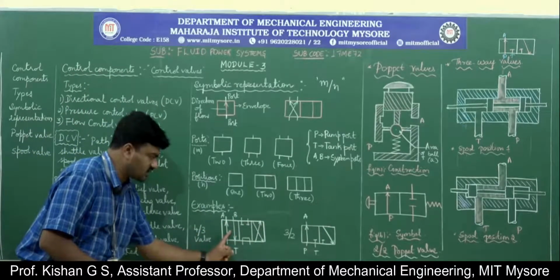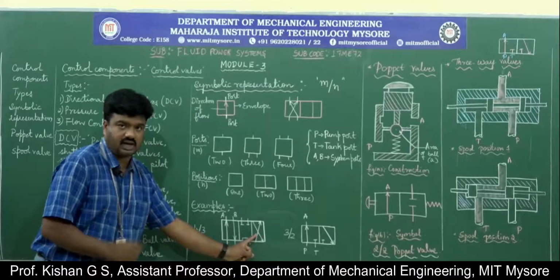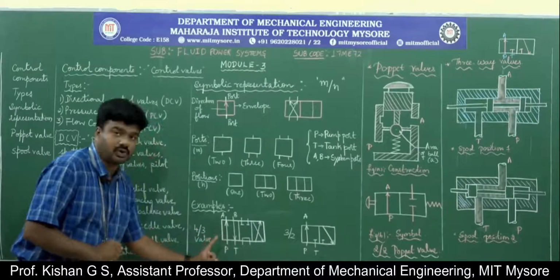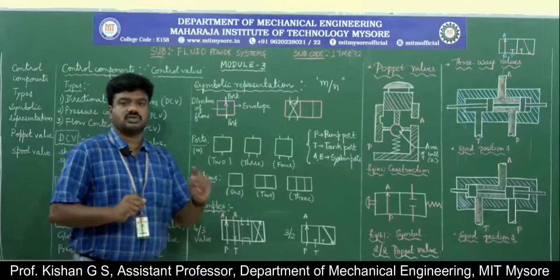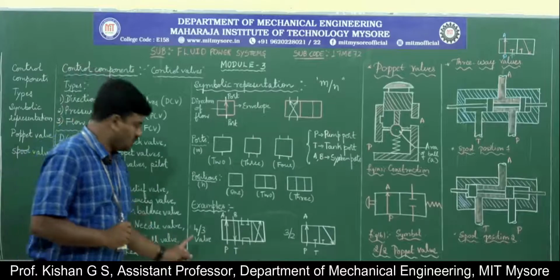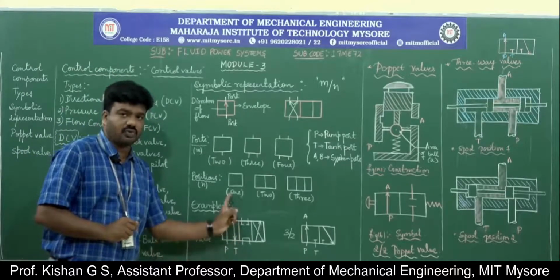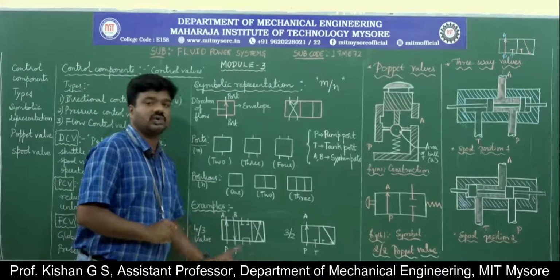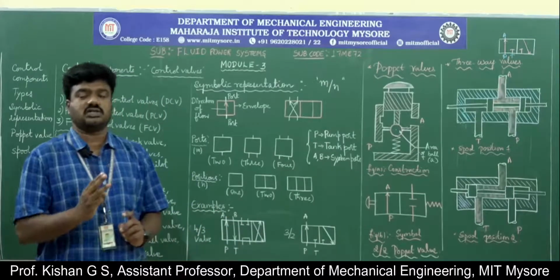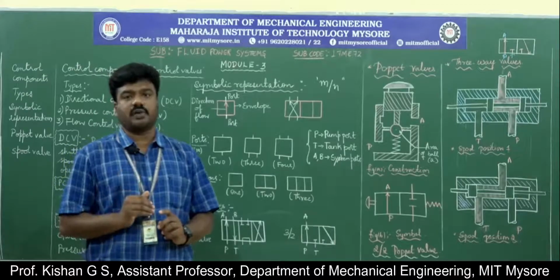I have 3 envelopes, 1, 2, 3. I have 4 ports named here, P, T, A and B. So, number of ports / number of positions, that is 4 cross 3. 4 is the number of ports, 3 is the number of positions, which means this direction control valve works in 3 stages having 4 ports in its operating condition.